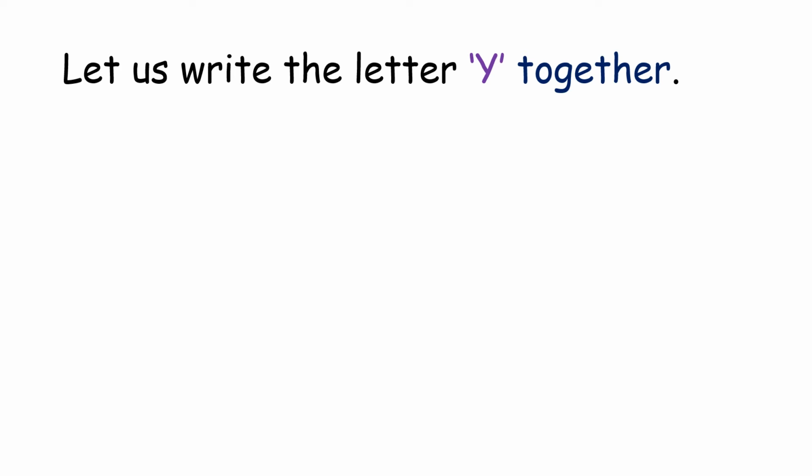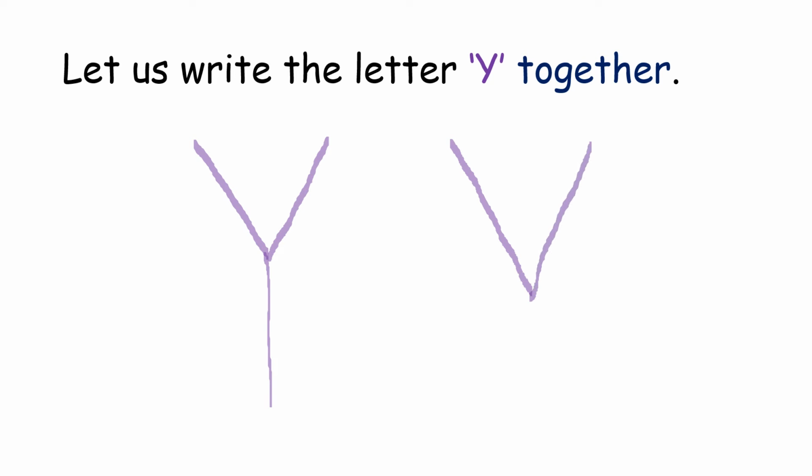To write the uppercase Y, we start from the top and draw a slanted line to the middle. Then we go back to the top and draw a slanted line the other way. Then we draw a straight line down. We go to the top and draw a slanted line to the middle. Then we go back to the top and draw a slanted line the other way. And then we draw a straight line down.